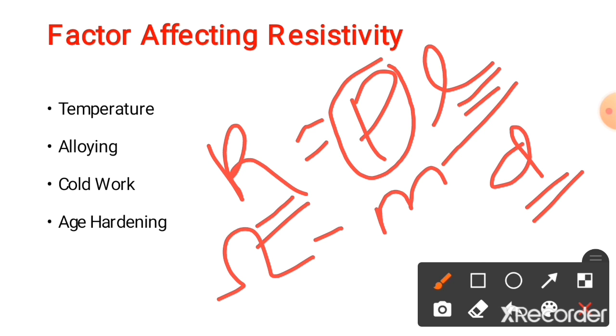The resistivity of semiconductor and insulating materials decreases with increase in temperature. Such insulators and semiconductors are called as having a negative temperature coefficient. Next point is alloying.